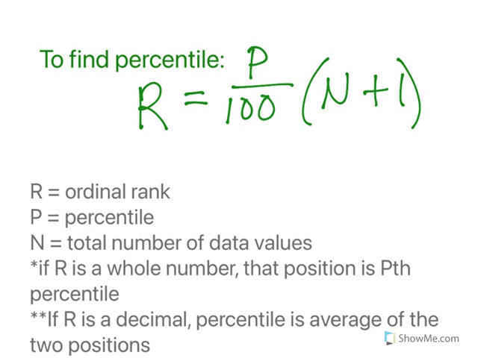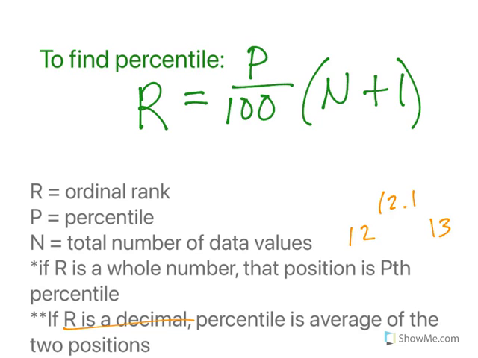To find a percentile, we use the formula R equals P over 100 times the quantity N plus 1, where R is the ordinal rank, what position we're talking about, P is the percentile, and N is the total number of data values. If R is a whole number, that's the position. So if it says 12, it's the 12th number. If R is a decimal, which is probably more likely, the percentile is the average of the two positions on either side. So if it was 12.1, we would find the average of the 12th and 13th positions.